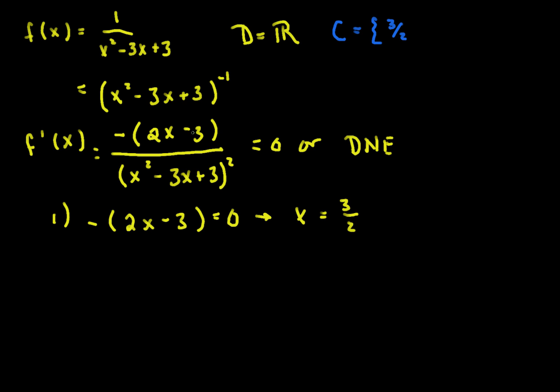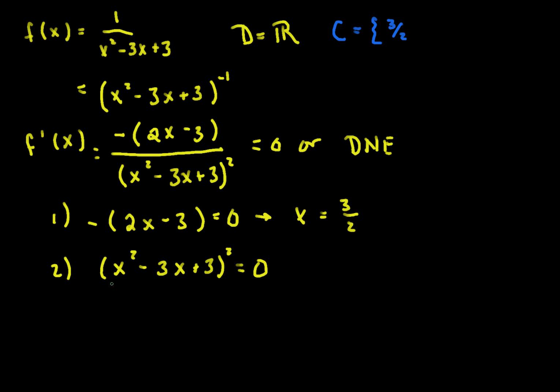The other critical point could be where the derivative doesn't exist. Now, this is a rational function. The only place where it doesn't exist is where the denominator is 0. So to address where it doesn't exist, I look at the denominator and ask, when does x squared minus 3x plus 3 equal 0? Well, that's when this polynomial is 0, and if I try to factor it, I can't get multiples of 3 to add up to negative 3.